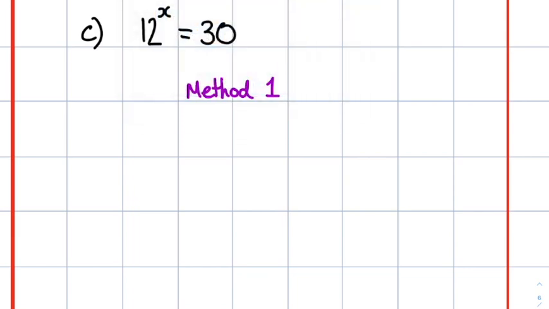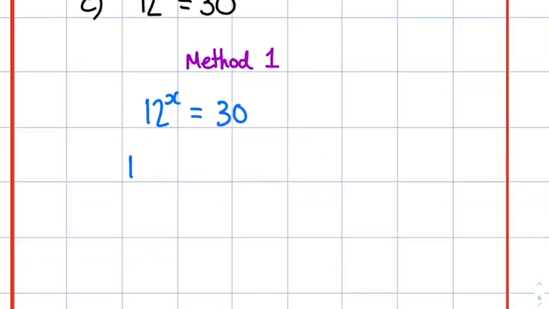So if we have 12 to the power of x equals 30, now I'm going to take a log. I'm going to take log base 10 of both sides. So I'm going to say, log base 10 of 12 to the power of x is equal to log base 10 of 30. I can do that. I've taken the same step to both sides of the equation, so the equation still has the same values, it just now looks different.